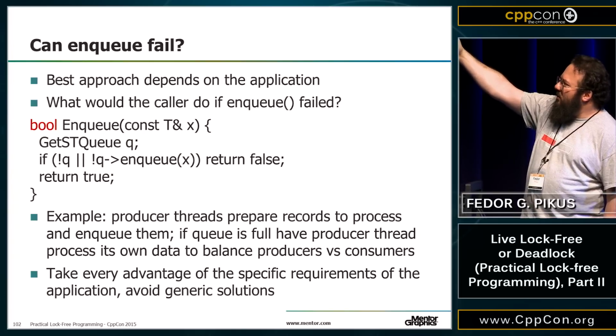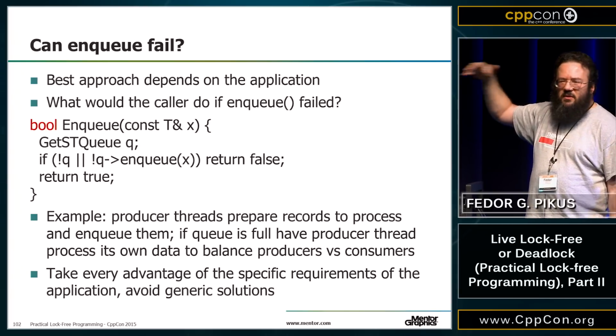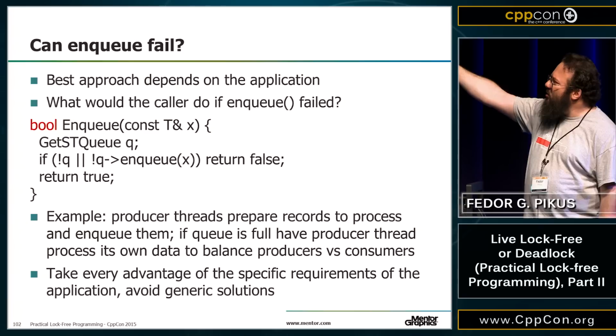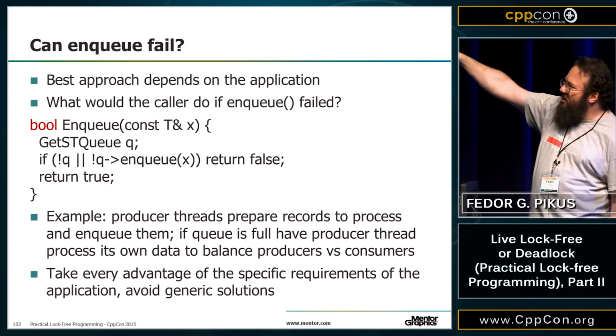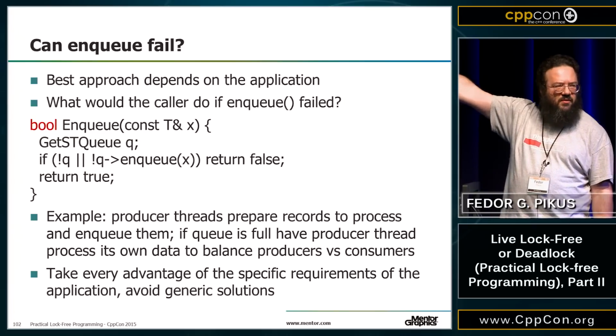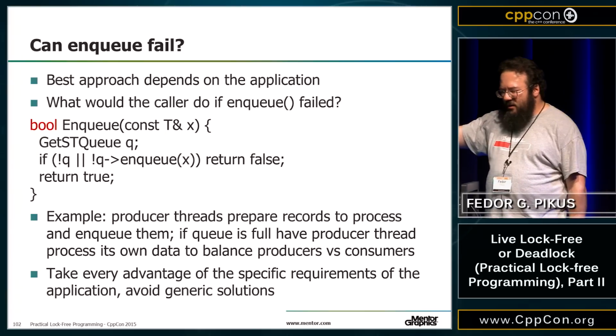GetQueue went once over the array, maybe went twice over the array, however you coded it, couldn't get the exclusive ownership of the queue, returned null, and your enqueue now failed. I changed the interface of the enqueue. If you see, I added the bool return value instead of void. So your enqueue now failed.